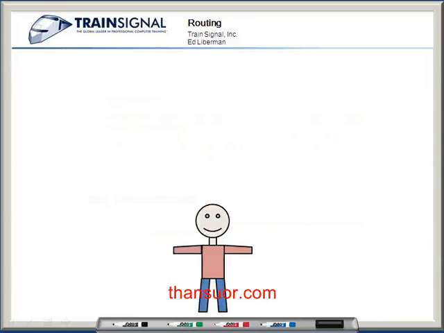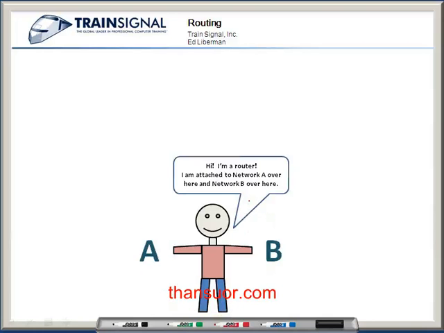Now, what I want you to do is picture that you are in the classroom with me right now. And this handsome little guy right here, that's me. I am standing in the classroom before you with my arms out at my sides. Alright, so I'm going to now demonstrate dynamic routing. Hi, I'm a router, and I'm attached to network A over here and network B over here. Now, I've been pre-configured with this information, but that's all I know right now.